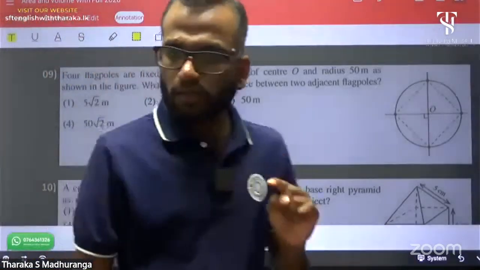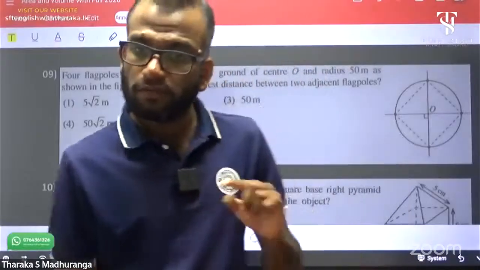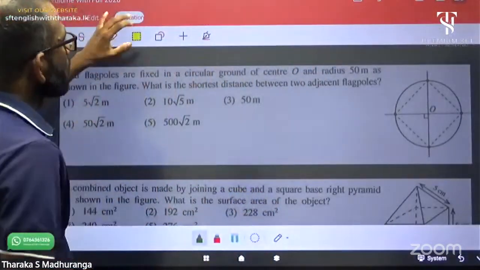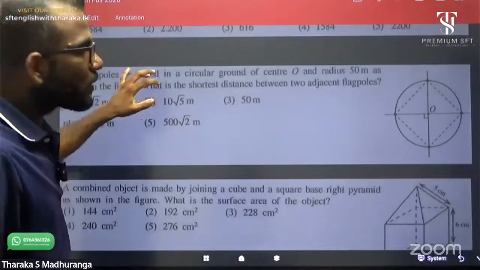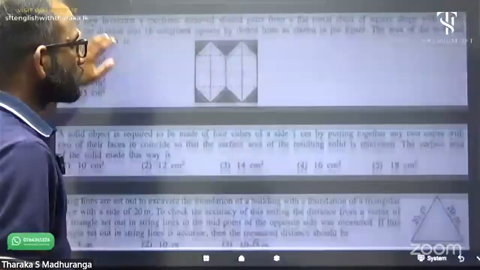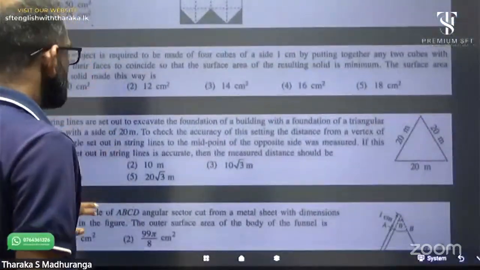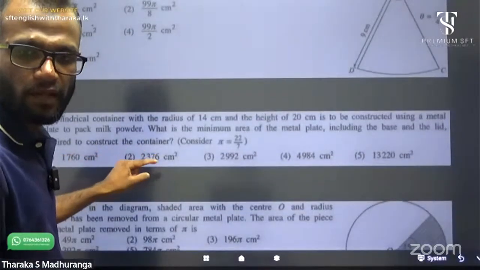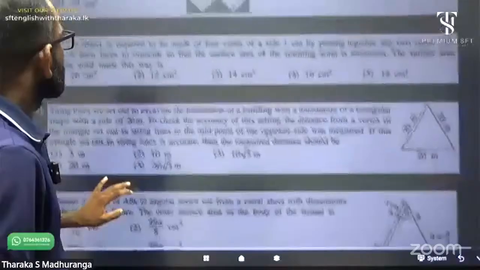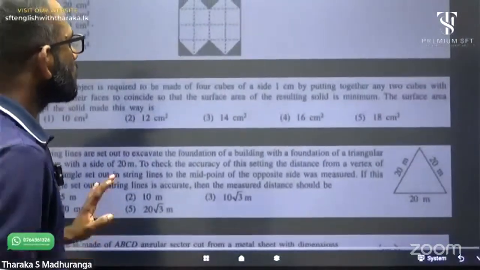We have 2, 3, 5, 7, 9, 14, 15. Actually, 2, 3, 5. Okay, let's do 2, 3, 5. Yes. 2, 3. No, the fifth one we discussed, I think. Come on. Okay, let's go to question number 2.